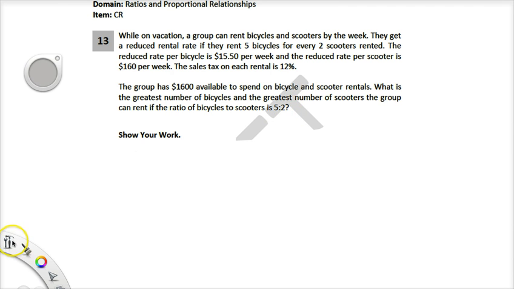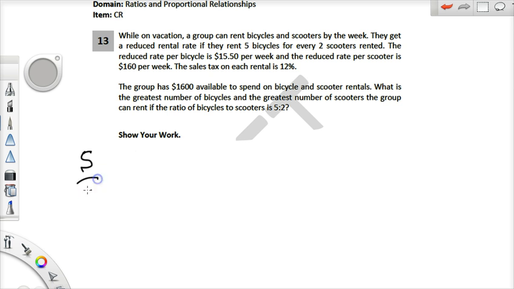So let's set this up first. You know that you have to rent these things in this ratio, right? So there's our 5 to 2, and this cannot be reduced. So you're going to have to basically rent a discount package with 5 bikes and 2 scooters. Let's figure out how much it is for the bikes. So 5 bikes at $15.50 each, so we'll do 5 times 15.50. Okay, and then we'll do our 2 scooters at 160 each. And let's figure out what that is.